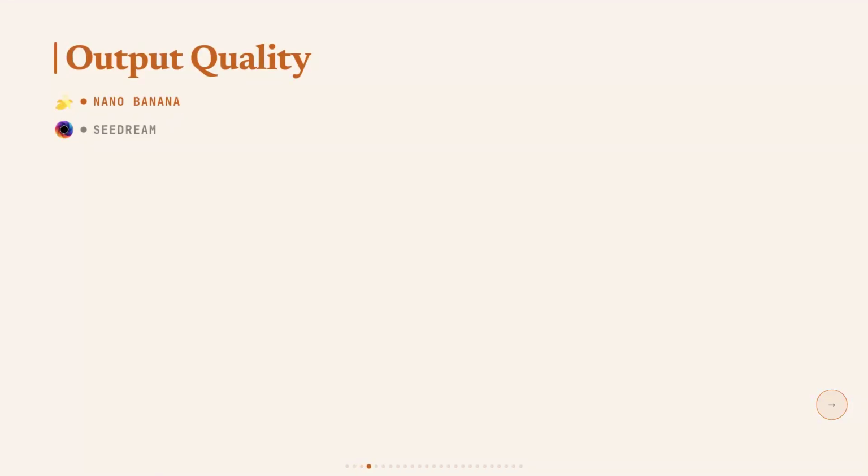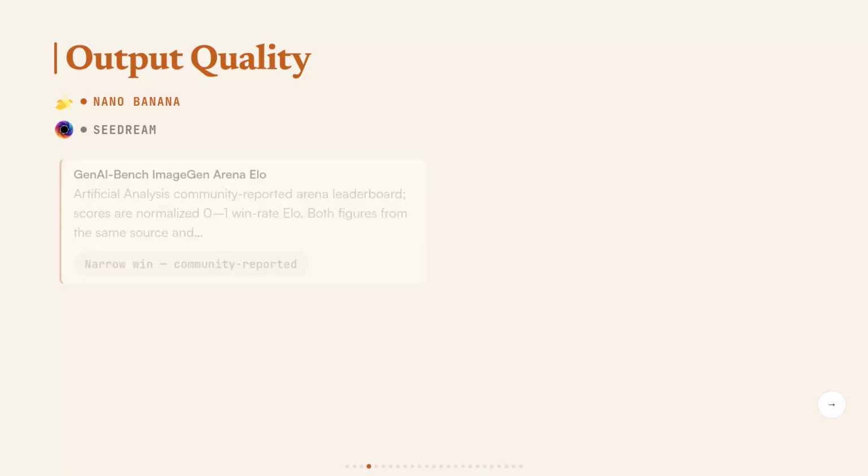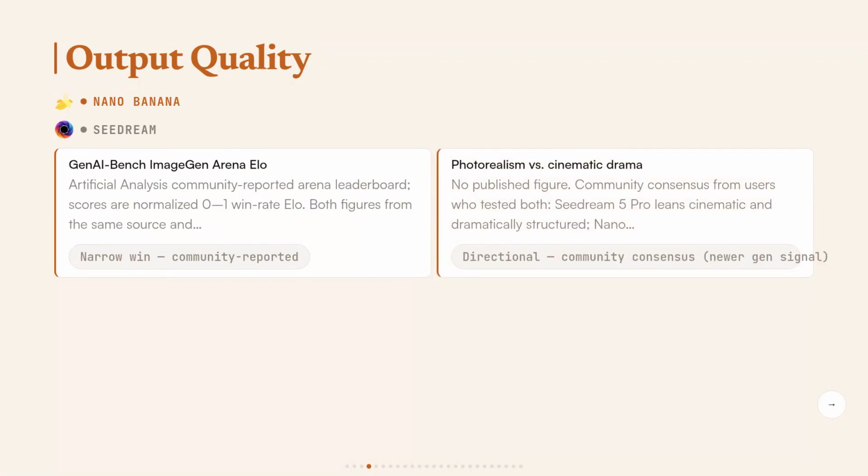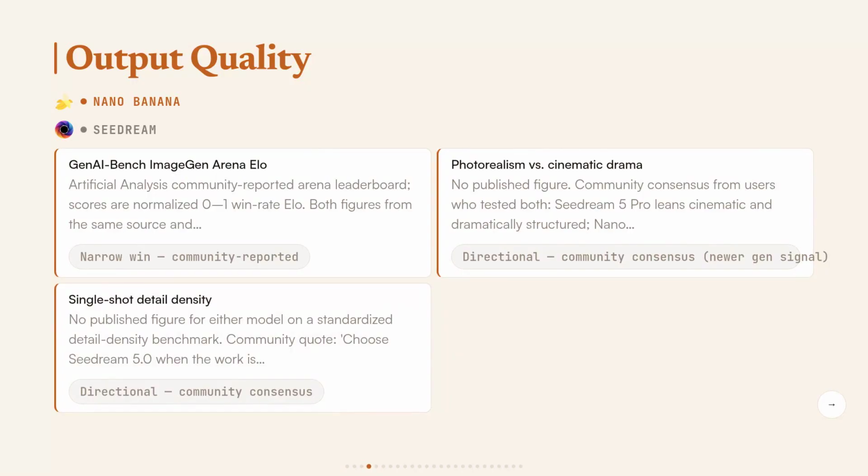I pulled up the Artificial Analysis Image Gen Arena leaderboard, and the scores are right there on screen. Seedream 4.0 at 0.72, Nano Banana at 0.71. That's a 0.01 gap on a normalized win rate ELO scale, real but narrow. Community consensus on newer generations backs this up too, consistently calling Seedream the stronger single-shot photorealism pick, while Nano Banana reads cleaner and more commercial.